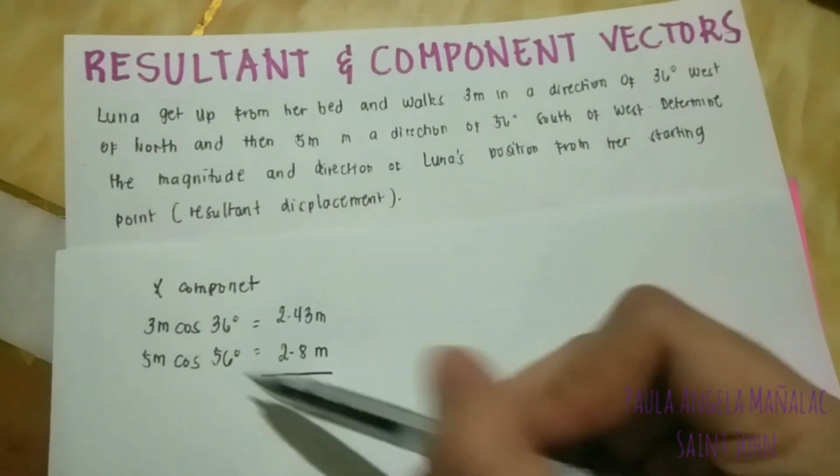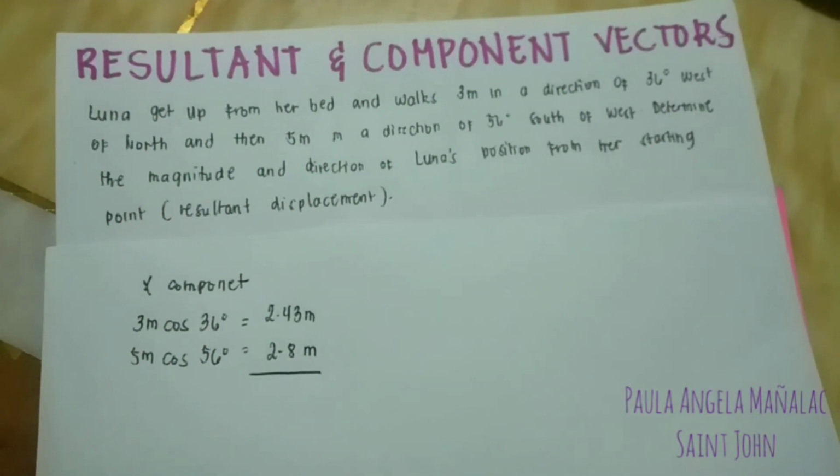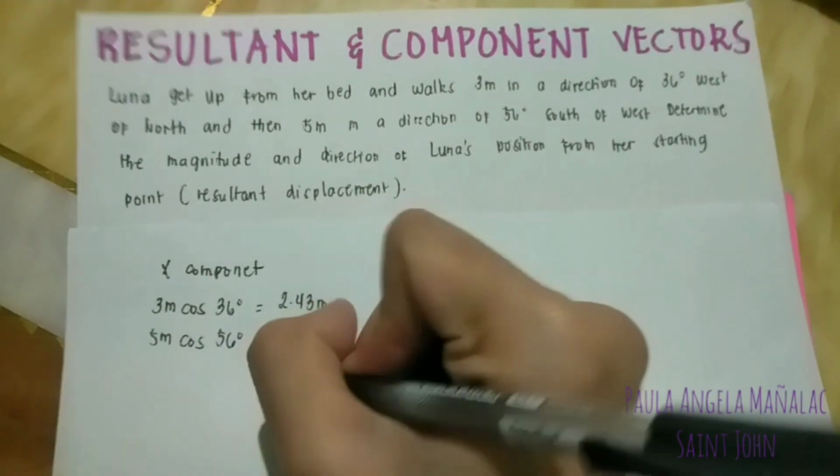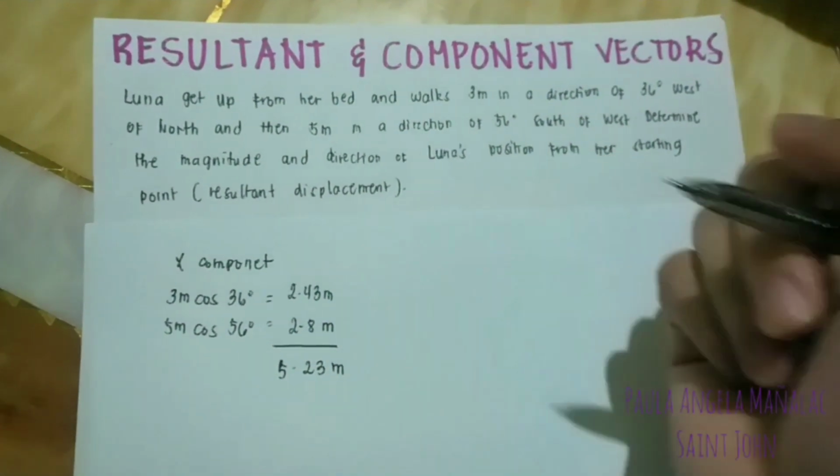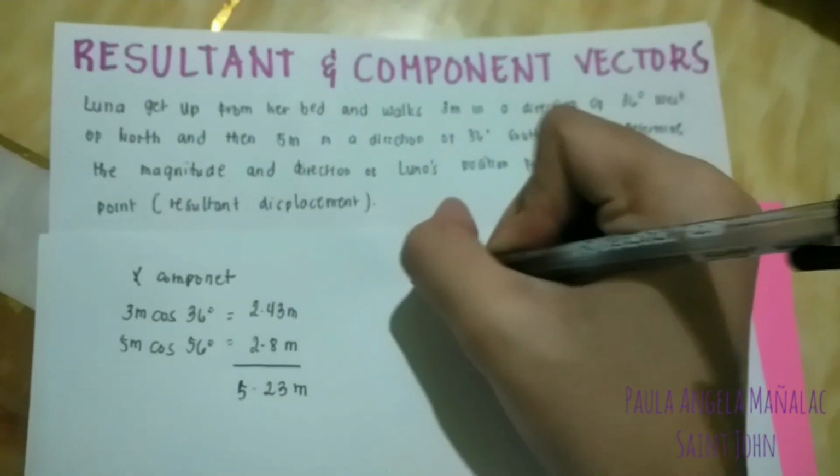So simply add the values in the x component. We will get 5.23 meters. Okay, let's proceed with the vertical component.